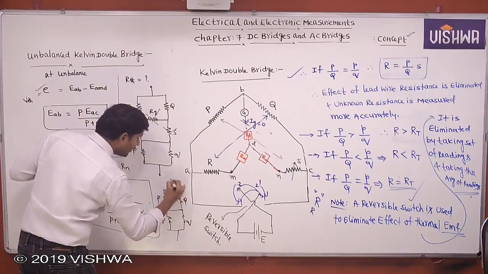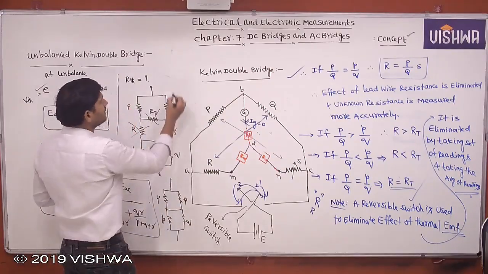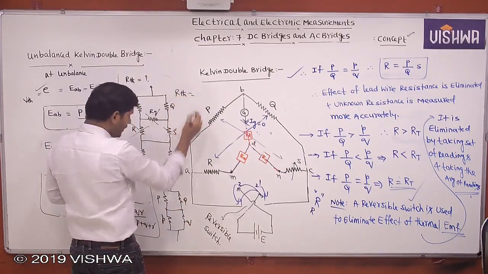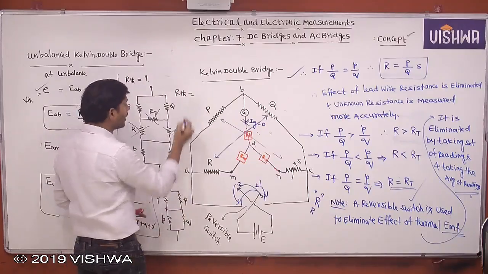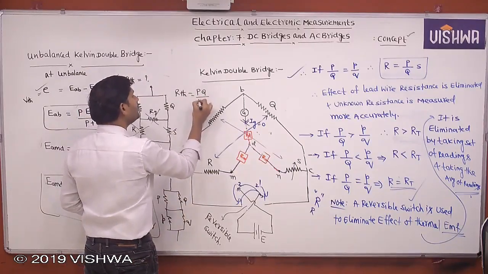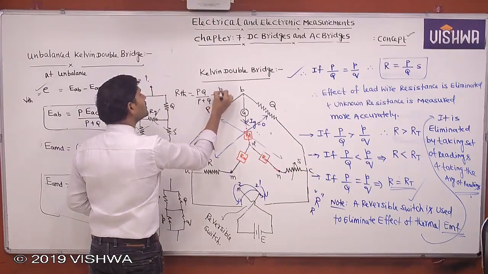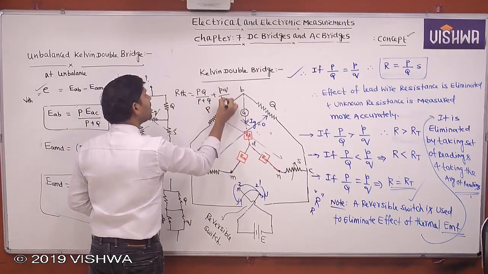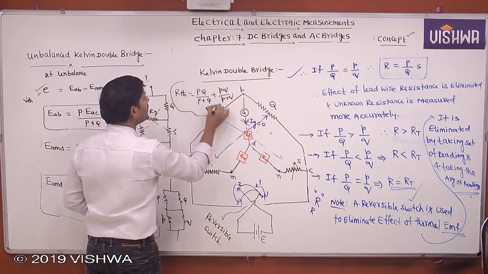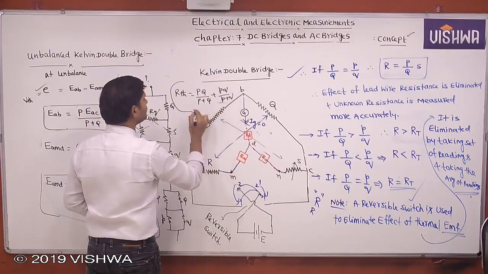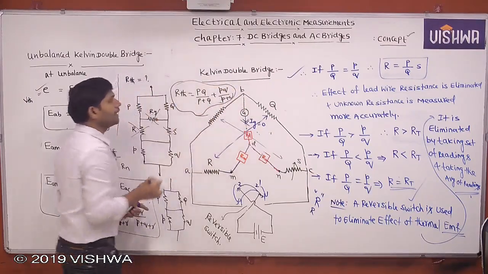Okay, then what is the RTH? The RTH is such that these two are in parallel. These two are in parallel. Shall you write it like this? PQ by P plus Q plus small p small q by small p plus small q. Like this we can measure the RTH. This is a measurement of RTH.